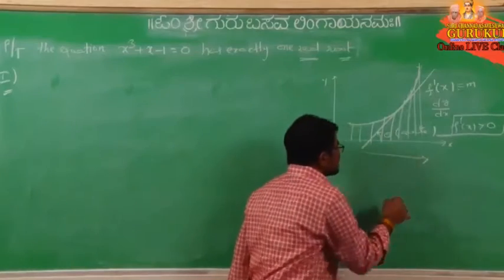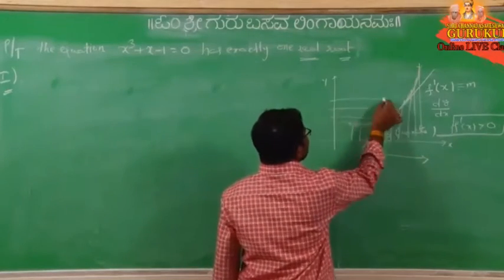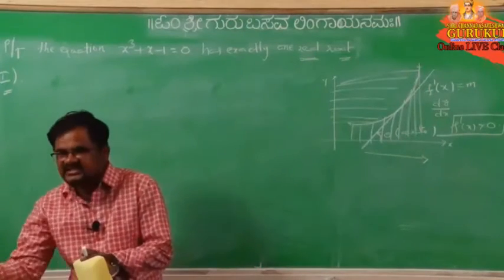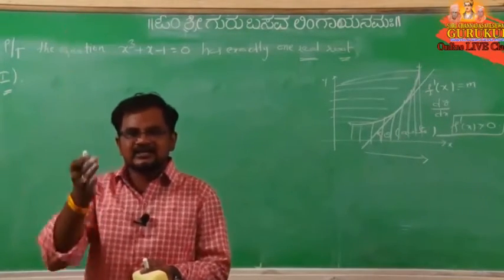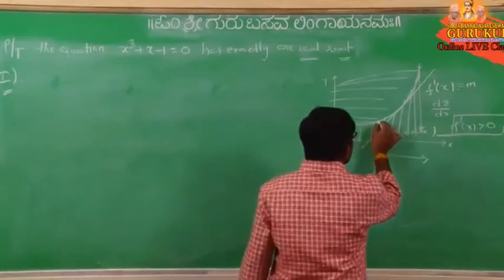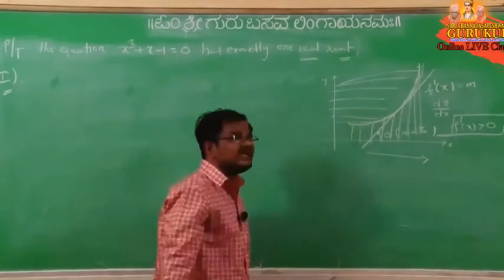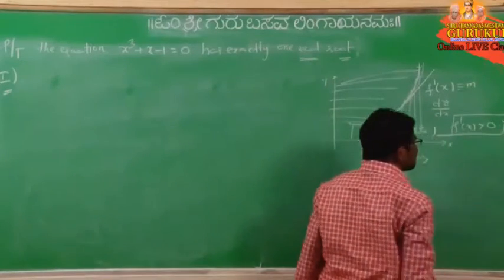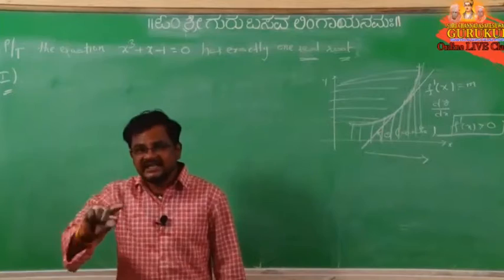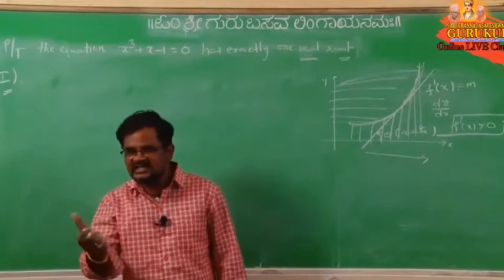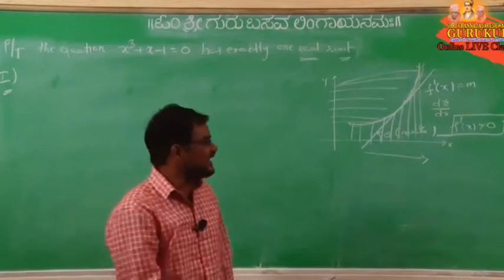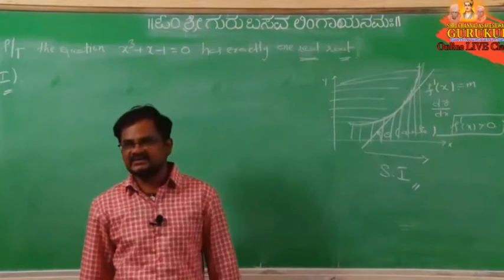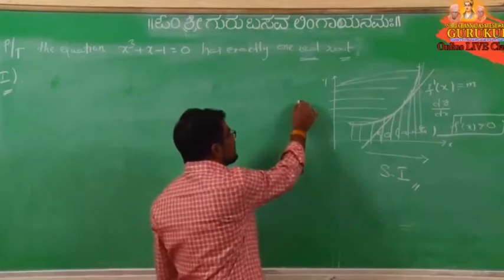As x increases, y values also increase, so we can say the function is strictly increasing. Whenever f dash x, the first derivative of the given function, is strictly greater than 0, then we can say the function is strictly increasing, right?